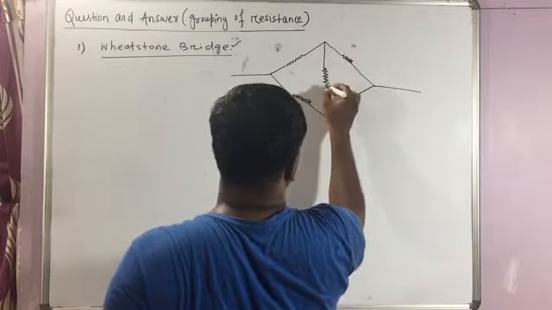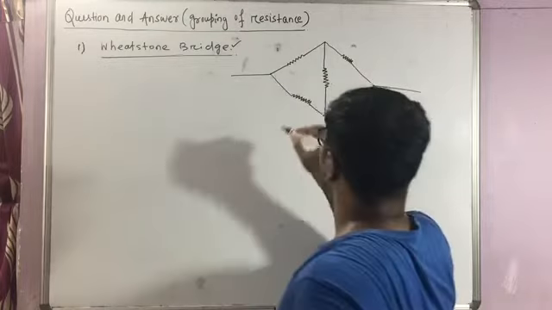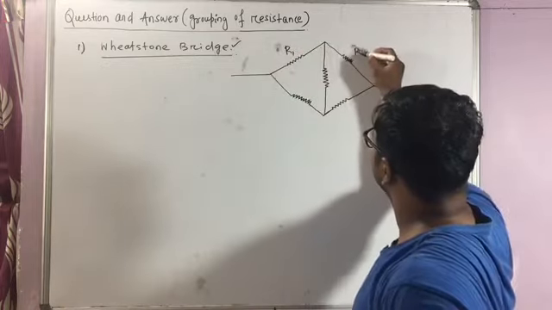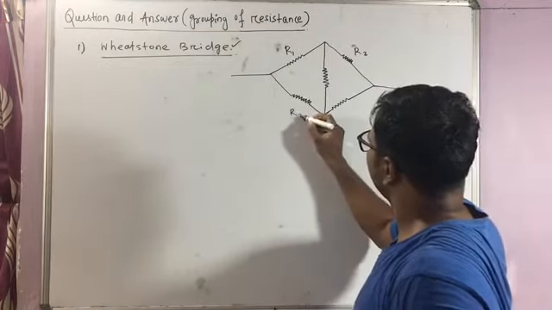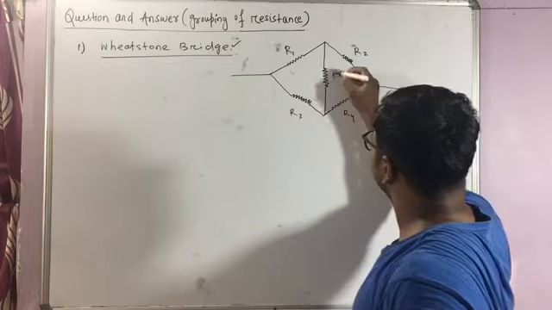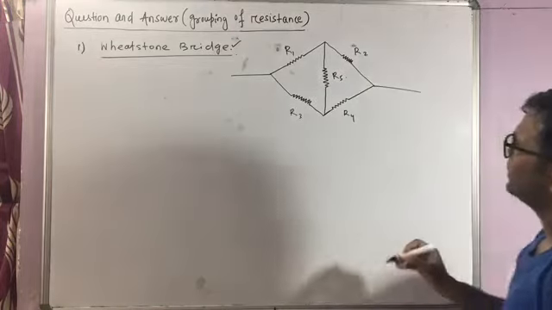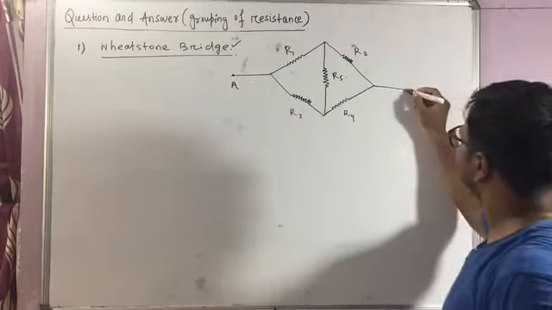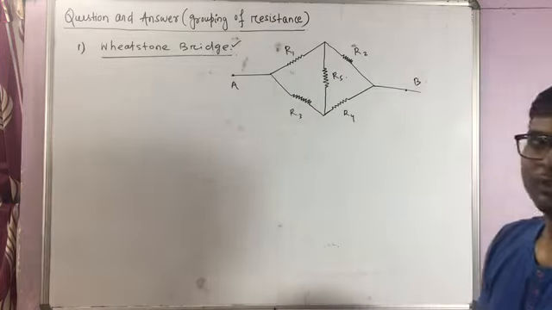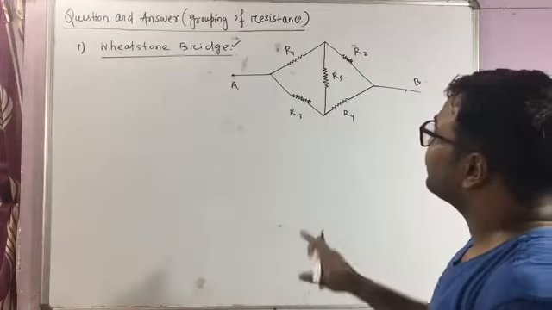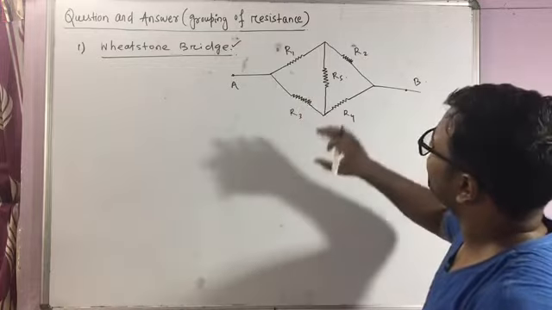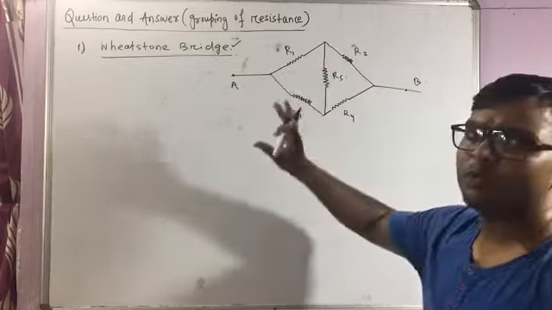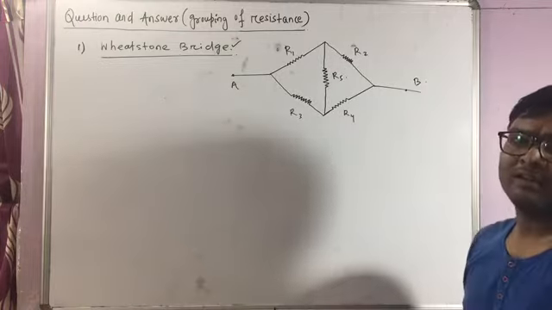Suppose there are 5 resistances like this, connected in a circuit. Let's say the resistances are R1, R2, R3, R4, and this is R5. You are asked to calculate the resistance between the terminals A and B. But in this case, it is very difficult to identify who are the resistors connected in series and who are in parallel.